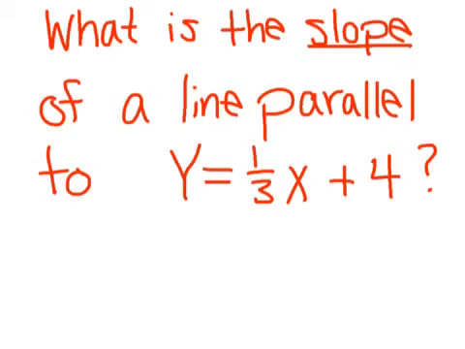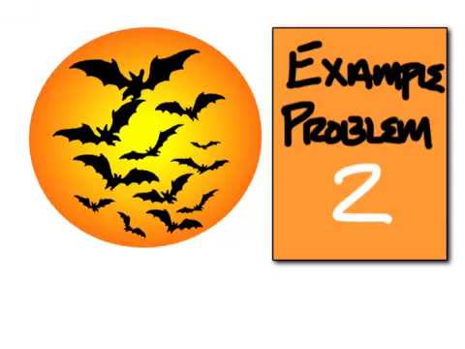Walk by alert. What is the slope of a line parallel to y equals 1/3 x plus 4? The slope of a line parallel to this equation is just the same slope. Remember, parallel lines have the same slope. So if it asks what's the slope of a line parallel to y is equal to 1/3 x plus 4, it's going to be 1/3. That same slope.